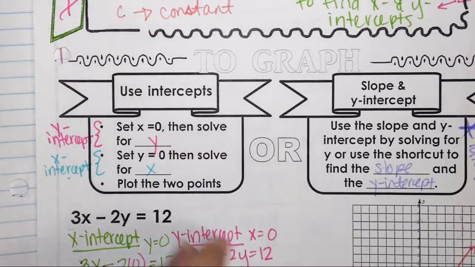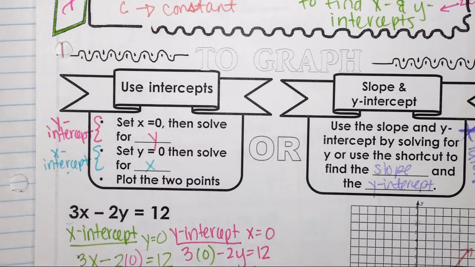Now, when we are finding our y-intercept, what does x equal? 0. Good. If we are finding our x-intercept, what does y equal?